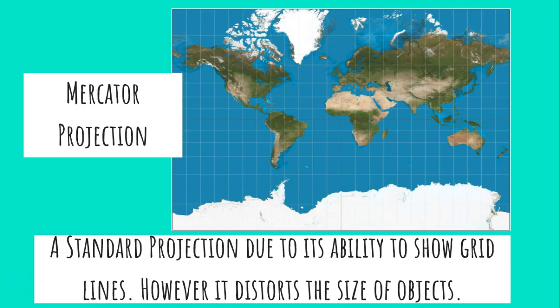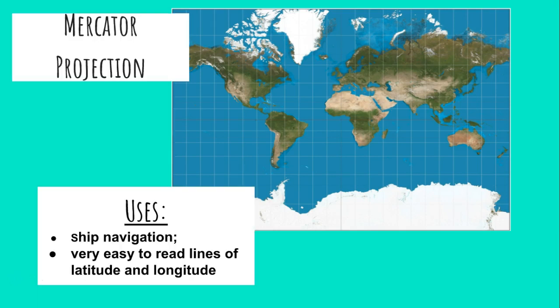The first one is a Mercator projection. This is a very standard projection due to its ability to show the grid lines, but it does have some problems. So let's first talk about its uses, and you want to copy these down into your notes. The first use for a Mercator projection is that it's very easy for ship navigation. You can see on this map that it's very square, and so the grid lines are all going to match up perfectly, and it's very easy to read.